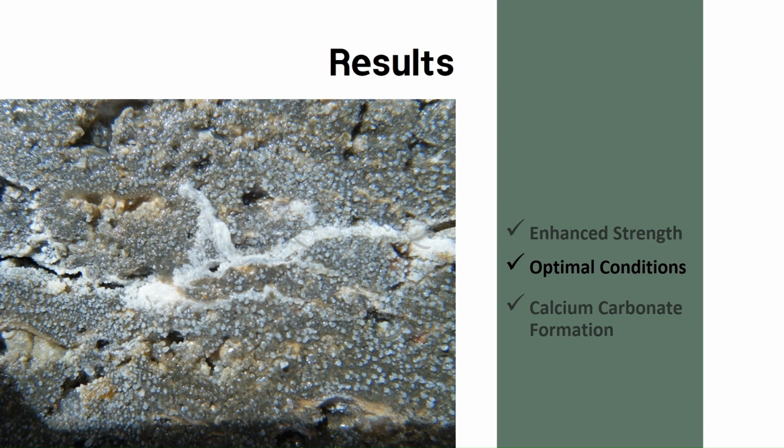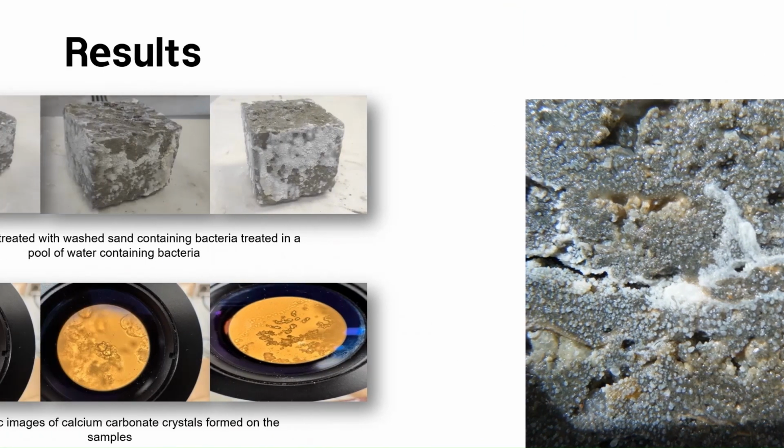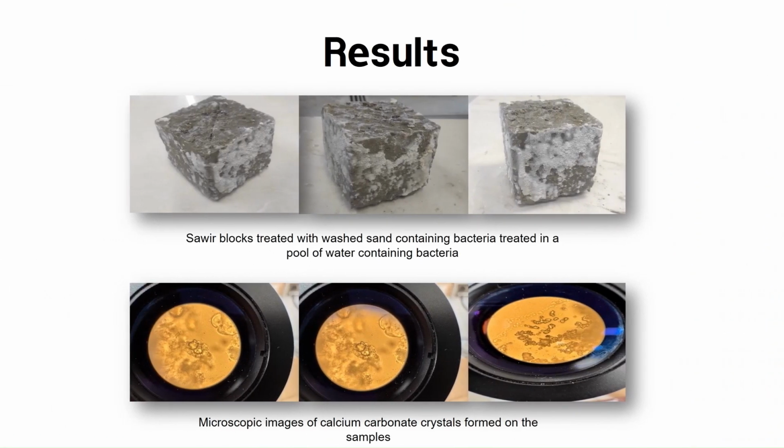Enhanced strength: using bacteria with suitable sand type significantly improves compressive strength. Optimal conditions: the ACS3 design shows potential for better load-bearing capacity. Calcium carbonate formation: bacteria help form calcium carbonate, filling voids and increasing structural integrity.